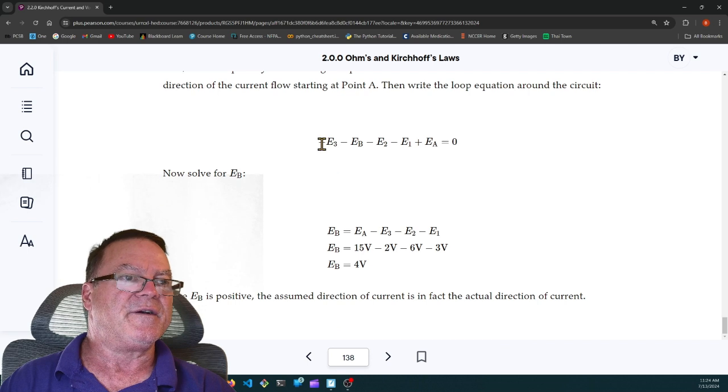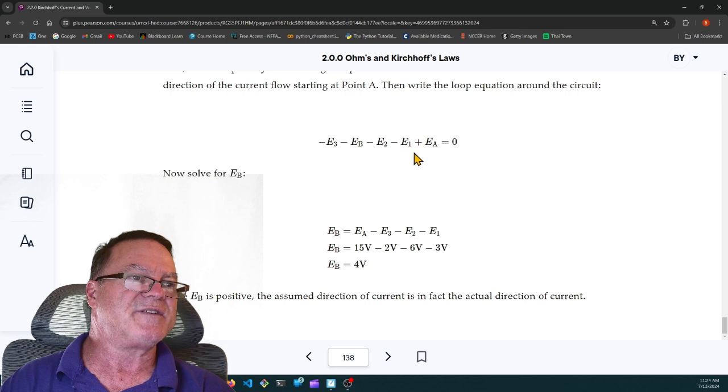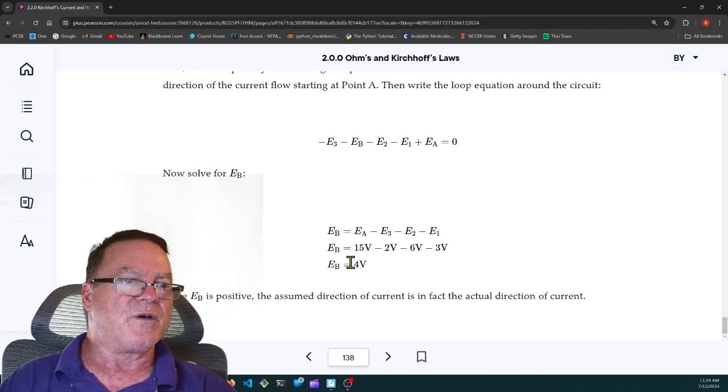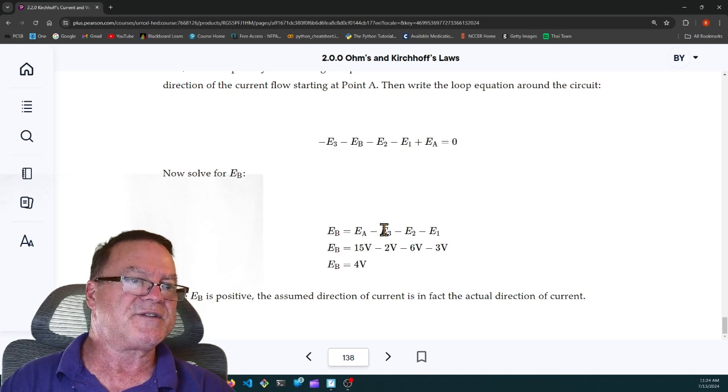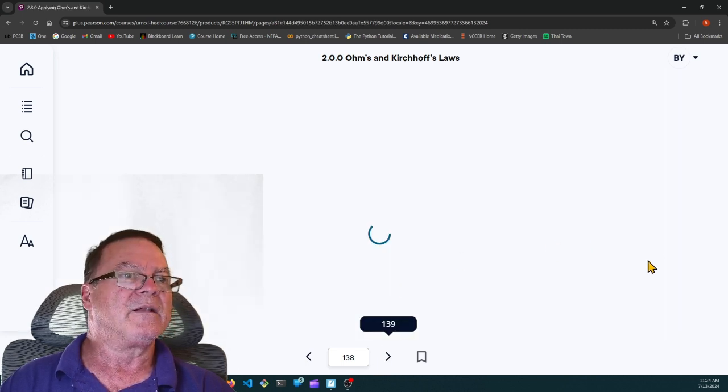So that's what they're saying here. Negative E3 minus EB minus E2 minus E1 plus EA, the applied voltage, equals 0. So EB equals the applied voltage minus E3, E2, and E1. So 15 volts minus 2 minus 6 minus 3 leaves 4 volts. Since EB is positive, the assumed direction of current is in fact the actual direction of current.